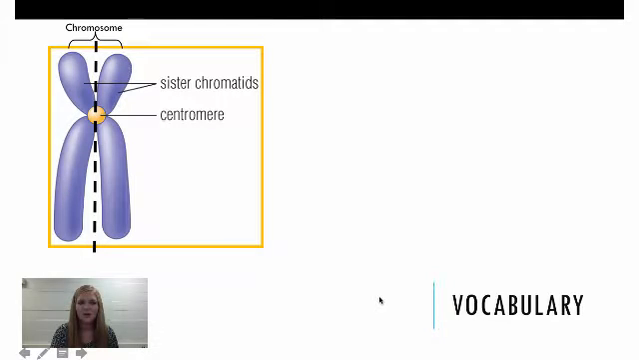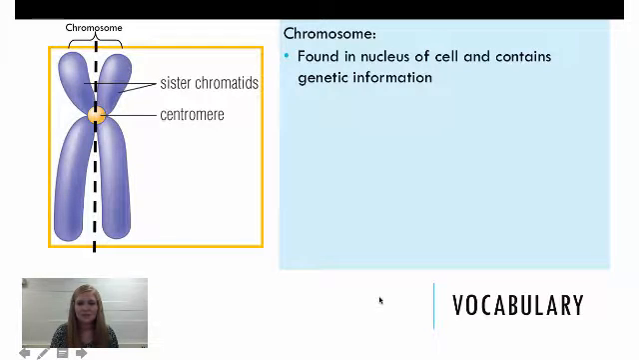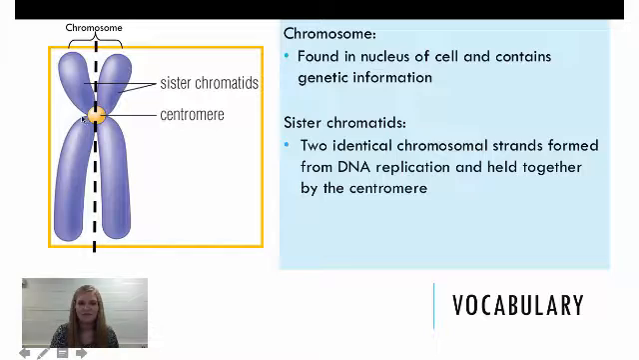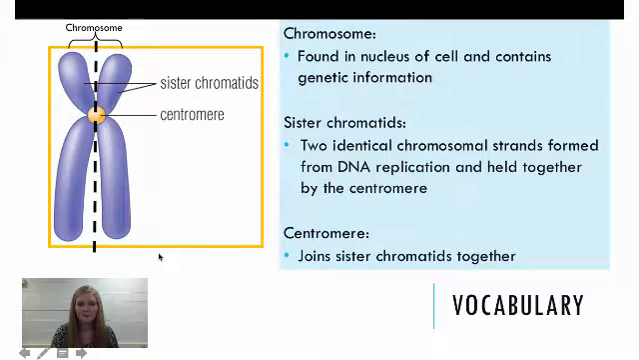So some quick vocab. A chromosome is found in the nucleus of a cell and it contains genetic information. So here's our chromosome. And it is made up of sister chromatids. And these are two identical chromosomal strands formed from DNA replication, and they're held together by a centromere, which we see right here.